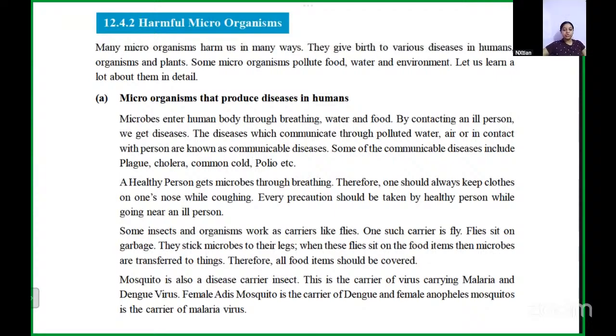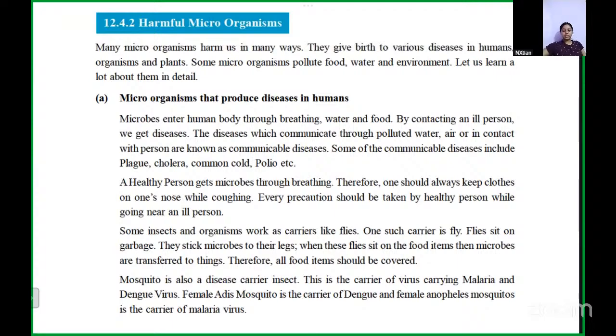Okay? So we know that diseases which get transferred from one sick person to another, the bacteria, the microbes that get transferred and then cause illness to the other person, are known as communicable diseases. These are transferred by means of air, water, or coming in contact with an ill person.